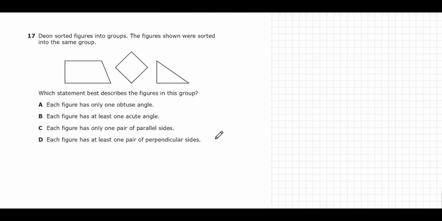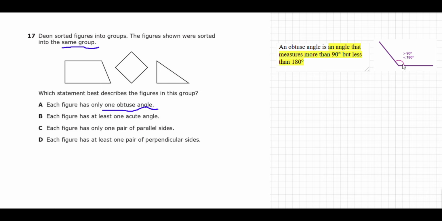Question number 17. Dion sorted figures into groups. The figures shown were sorted into the same group. Option A. Each figure has only one obtuse angle. What is an obtuse angle? An obtuse angle is an angle that measures more than 90 degrees, but less than 180 degrees. A is not a correct answer.